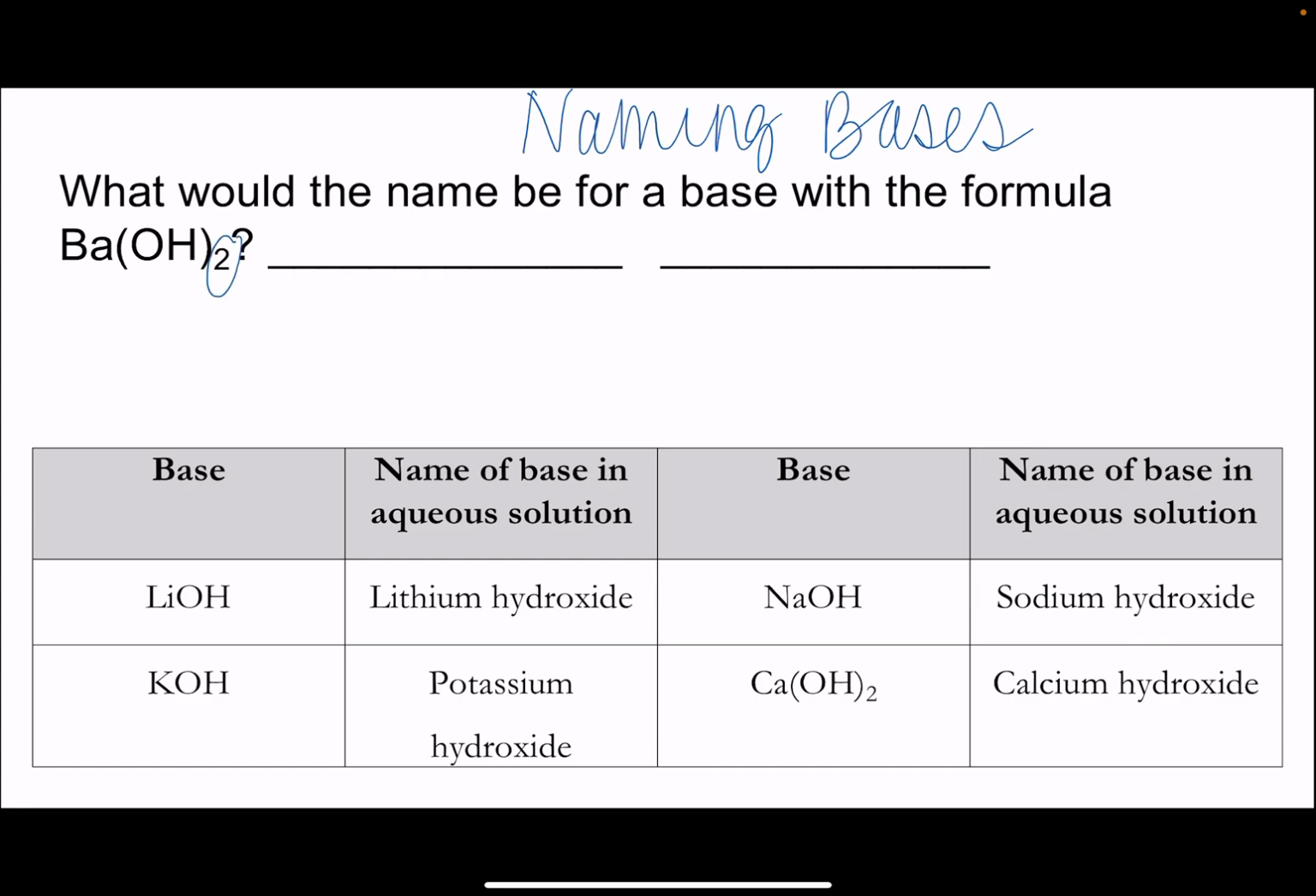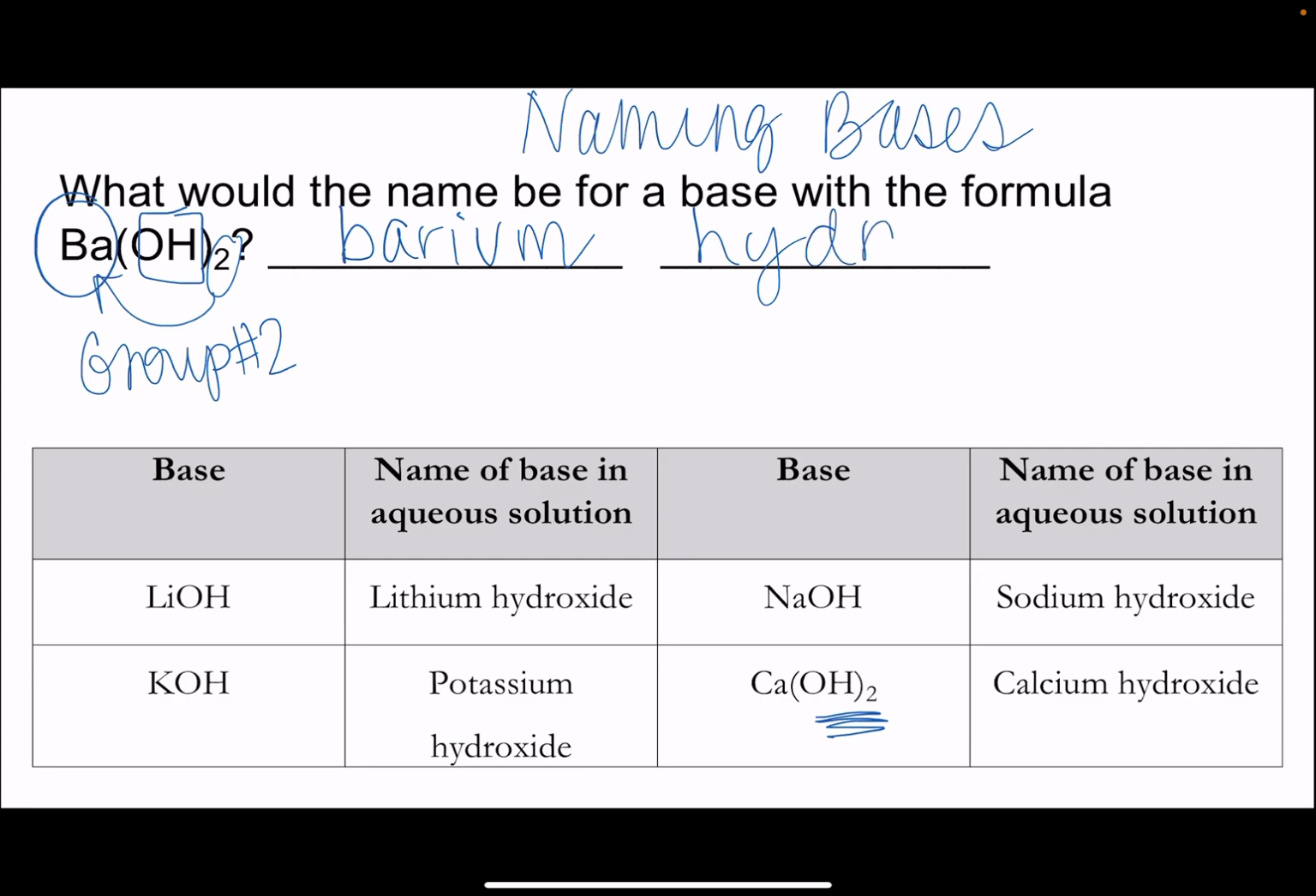Now this 2 just lets us know that Ba is in group number 2 on the periodic table, just like calcium over here, but it doesn't affect its name. So naming bases is very easy. You name your metal in front, so Ba would be barium, and then for these strong bases, they all have the same anion of hydroxide. So we'll see that this is a base because of that OH group there.